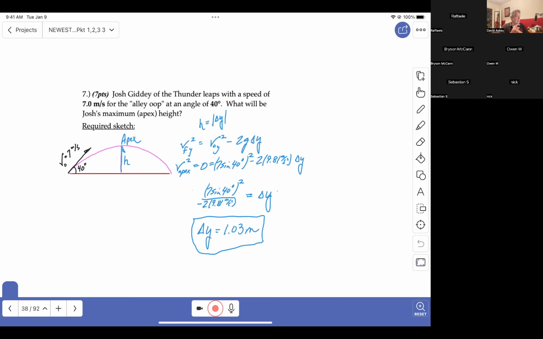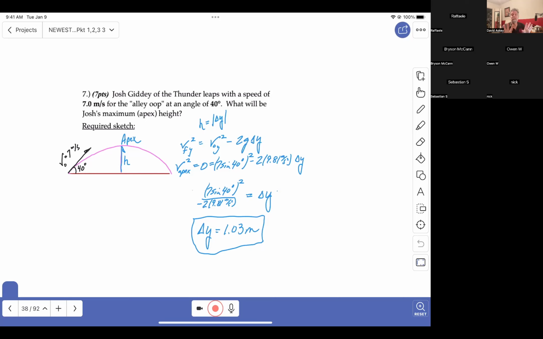Here's another way to do it. It's the long way, but you could have found the range, and because it's type 2A, you could have realized that the apex is halfway, taken the range, and cut it in half. From there, you get a delta X, V naught X. Why would you want to do that? That would give you time, and then plug that in.